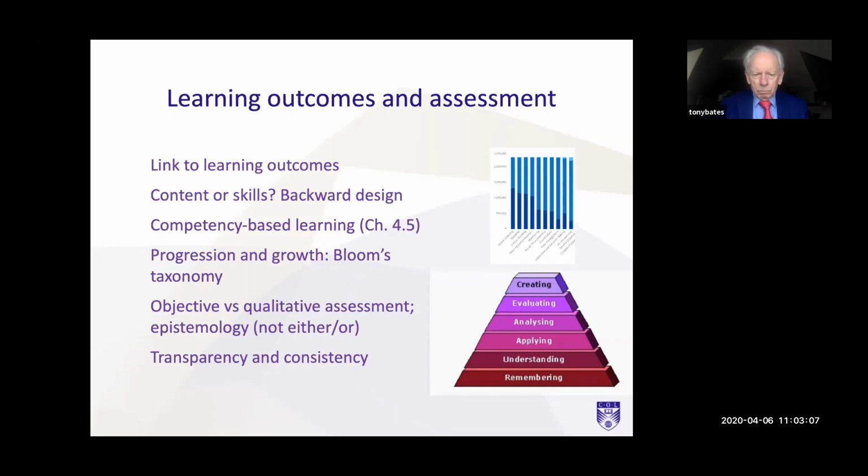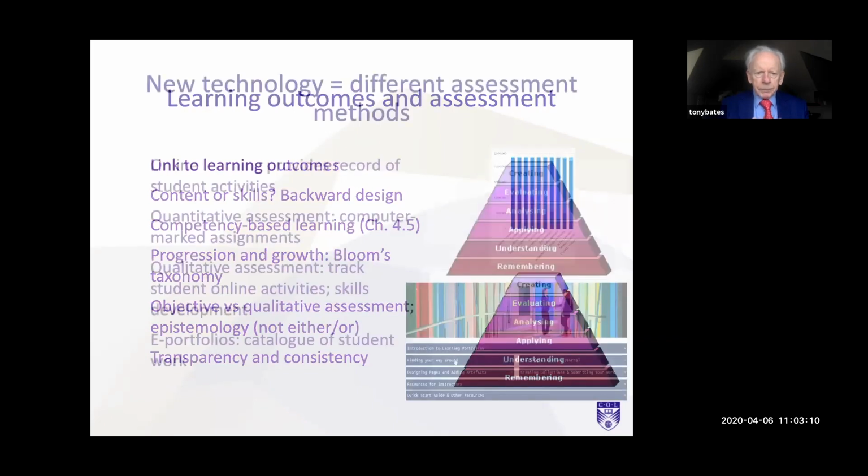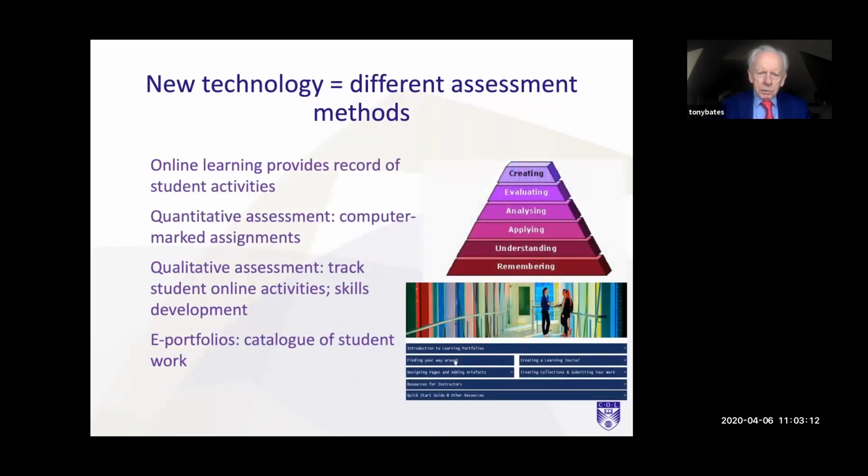Now, one of the things that new technology does, it allows you to look at different ways of assessing students. The most important thing about online learning in particular is that it provides a record of student learning activities. You can see what the students are doing, so that if you set, for instance, a set of multiple choice questions, you can see what the students have done on that. But more importantly, you can see what their contributions are to discussion forums and project work.